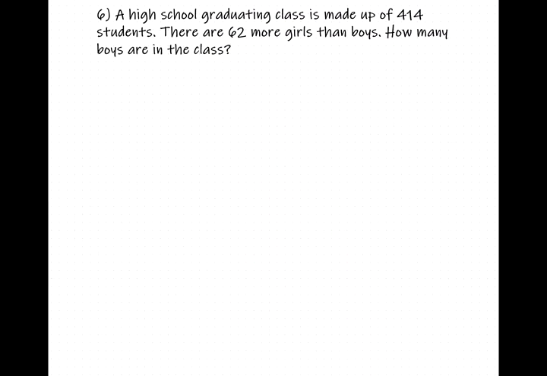Okay, so for number 6, a high school graduating class is made up of 414 students. Okay, that's the total number of students. Now, assuming everyone is either a boy or a girl, there's 62 more girls than there are boys. How many boys are in the class?